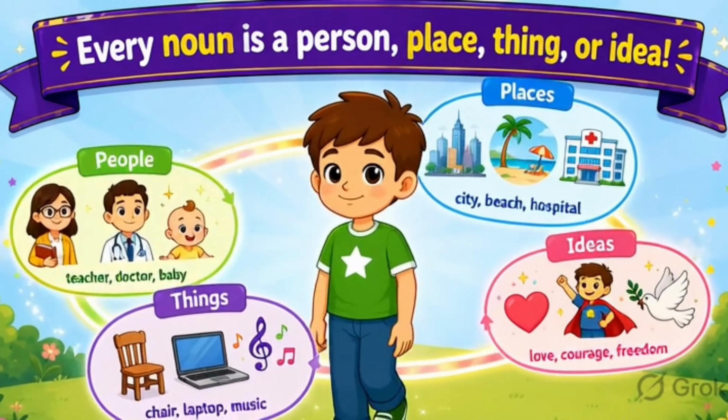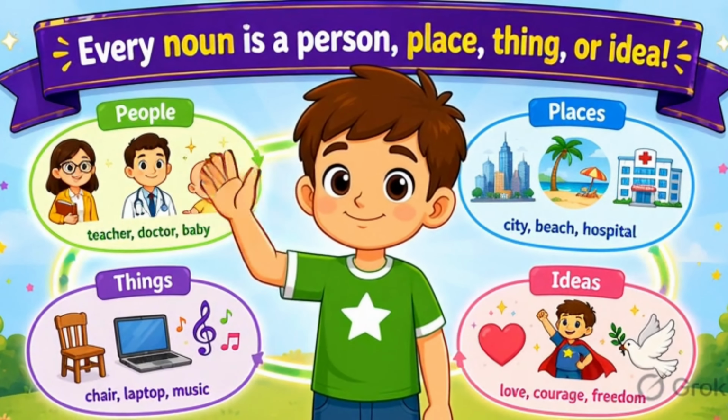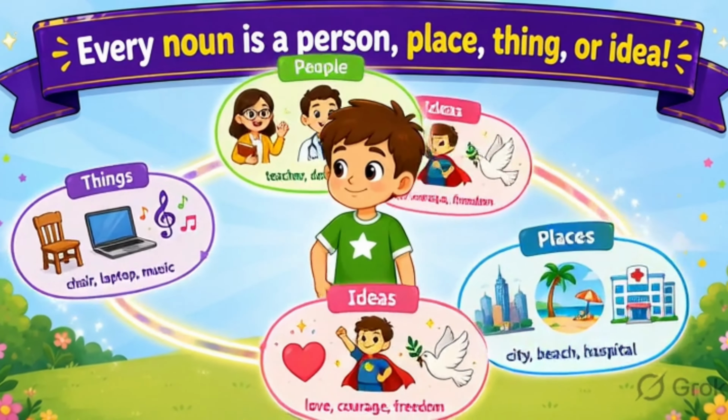Every noun belongs to one of 4 groups: people, places, things, or ideas. Next time we explore common and proper nouns.